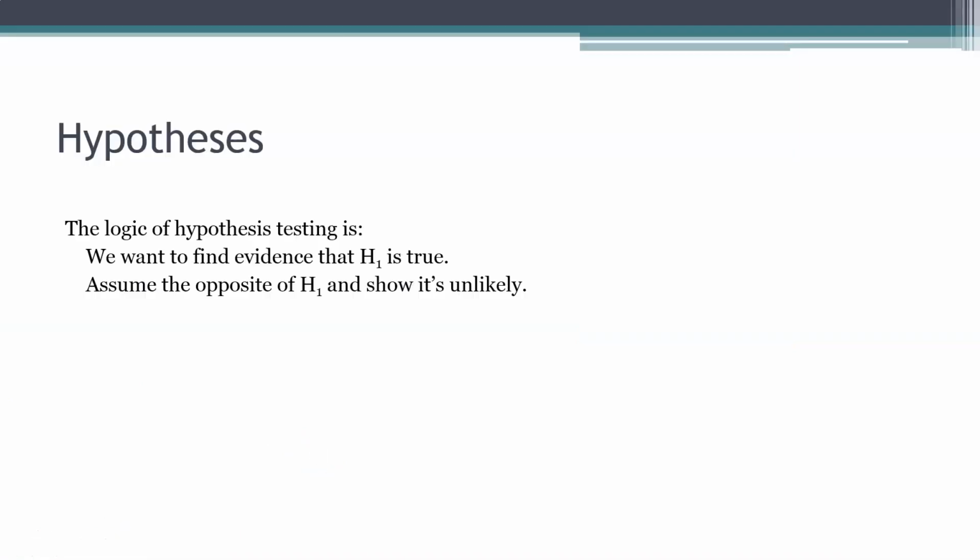So let's start by revisiting what we said was the logic of hypothesis testing. We said we want to find evidence of the alternative hypothesis. So in order to do that, we're going to assume the opposite. In other words, we're going to assume the null hypothesis, the opposite of the alternative, and we're going to show that the null hypothesis is unlikely.